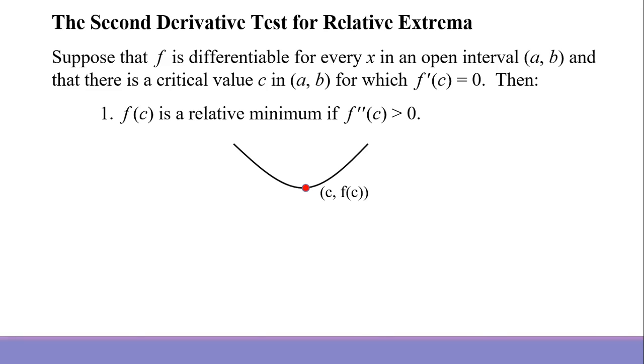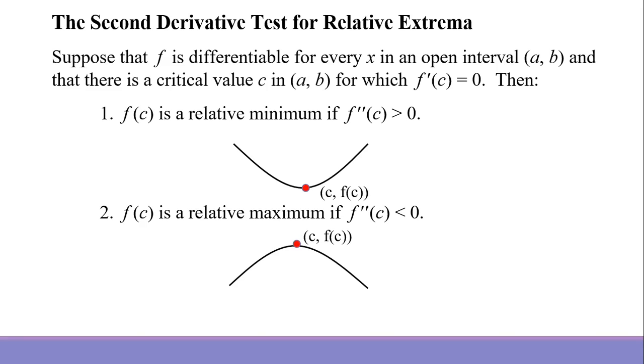represents a minimum. And likewise, if the second derivative was negative at that critical value, then the critical value represented a relative maximum. And that's because the only way the function could be concave down at that critical value was if that point represented a relative maximum.